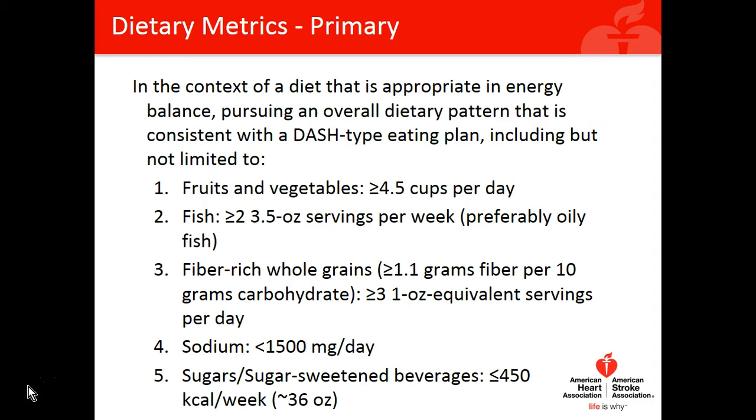So for our metrics, we use fruits and vegetables, yes or no, a dichotomous outcome of whether or not an individual consumes 4.5 cups per day. Fish is one of the metrics, with greater than 3.5 ounce servings per week, preferably oily fish. Fiber-rich whole grains, needing greater than 3 1-ounce equivalents per day. Sodium is one of the more difficult metrics to attain, and that's less than 1,500 milligrams a day. And sugars and sugar-sweetened beverages, less than 450 calories per week, or less than 36 ounces per week.